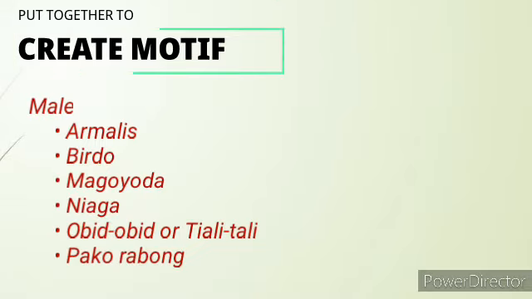Some examples include, for male, armalis, a combination of a fern leaf and bud. Birdo, a motif of combined complex designs propagating horizontally, vertically and diagonally. Maguyuda, a motif of simple elements repeating horizontally. Niaga, a motif which features the naga along with 2D designs of leaves, vines, and flowers. Ubid-ubid or tiali-tali, rope-like designs that are usually used for borders. Pako-rabong, a motif of a fern growing vertically with a central point from which the designs radiate outwards.